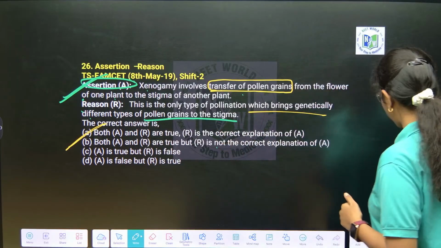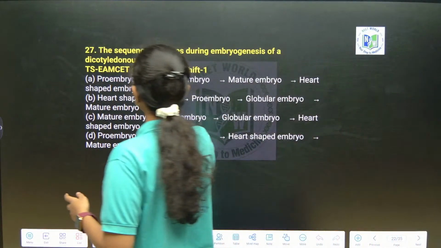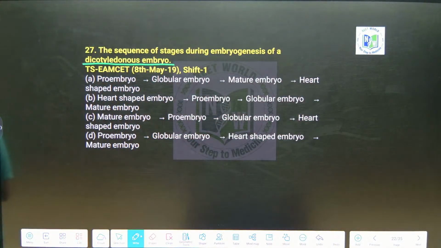Okay. Next. Simple question, this is from the dicot embryo development.